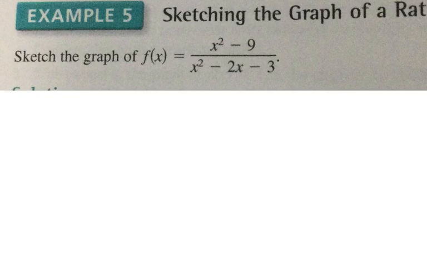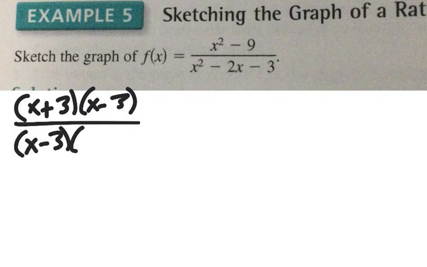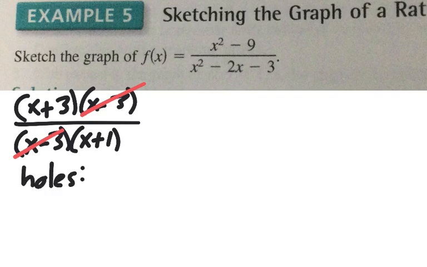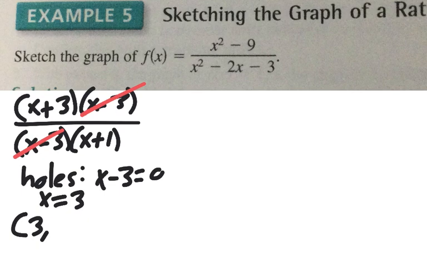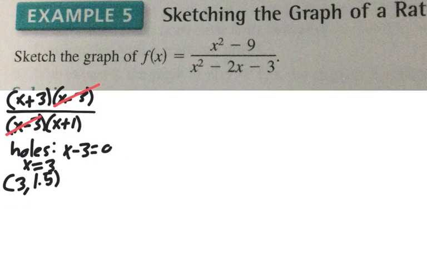Okay, so it tells me to sketch the graph of f of x equals x squared minus 9 over x squared minus 2x minus 3. So again, factored form, we did that correctly. So this is x plus 3 times x minus 3 over x minus 3 times x plus 1. And then we had a common factor of x minus 3 that we could cancel out in the numerator and denominator. So when we found the holes, the holes were happening when x minus 3 equals 0, so when x was 3. So we plugged 3 into the new depressed polynomial, and we got a value of 6 over 4, which is 3 over 2, which is 1.5. So 3, 1.5 is the hole. All that part we did correctly.